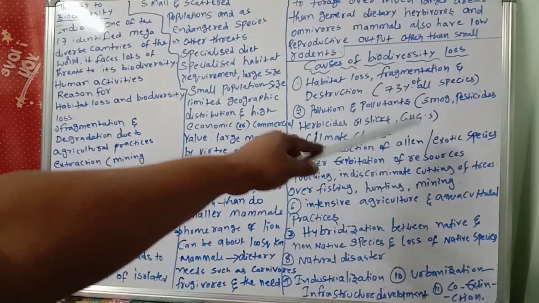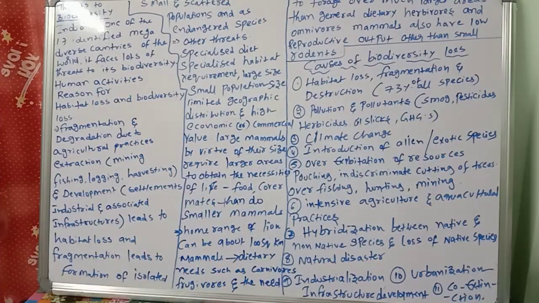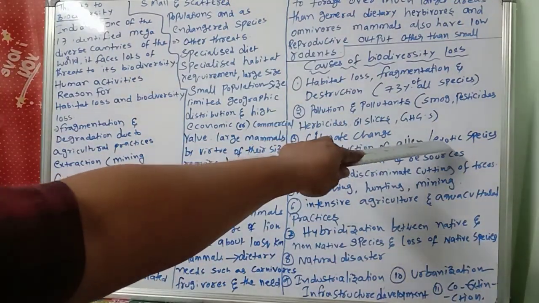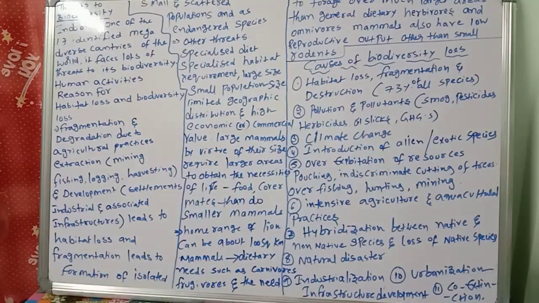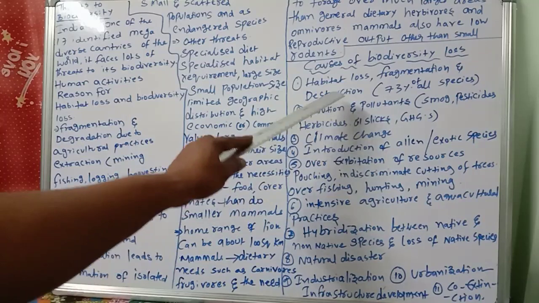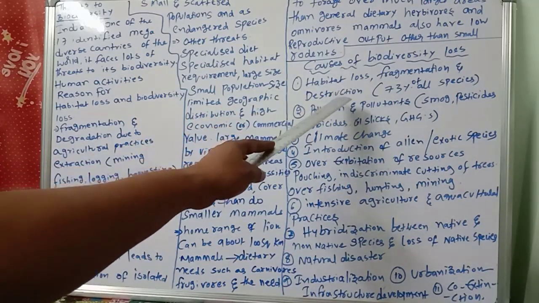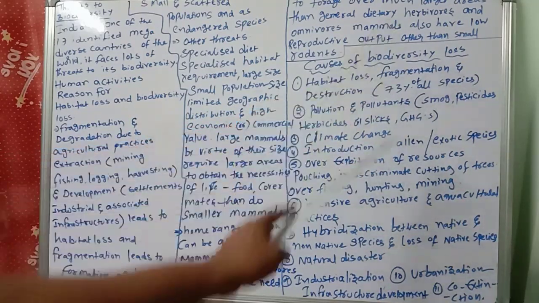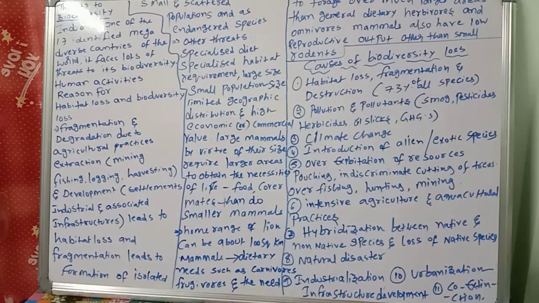Next, introduction of alien or exotic species. What is the introduction of alien or exotic species? For example, water hyacinth, the terror of Bengal, was introduced into West Bengal. So all the other native plants and native organisms died because of that alien species. So the introduction of alien or exotic species also causes loss of biodiversity. And because of habitat loss, fragmentation, and destruction, 73% of all species are getting damaged.